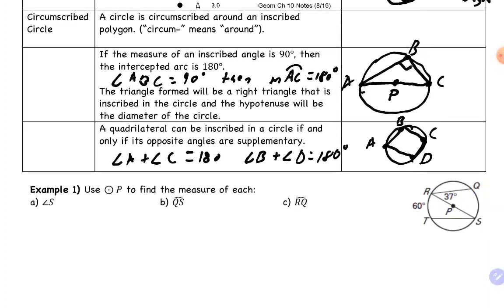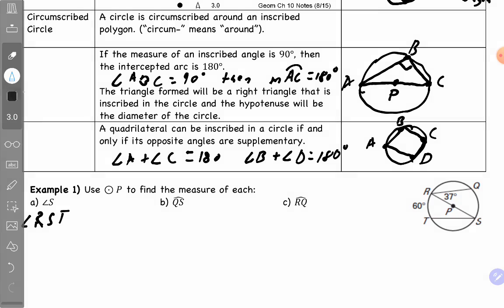Let's do some examples. Use circle P to find the measure of each of these things. So angle S. I should change the name of this. It should be angle RST. Angle RST. Okay, so we're looking at this angle here. Let's use a color.